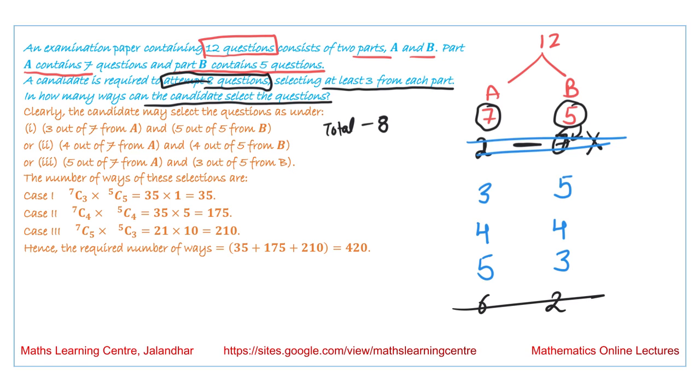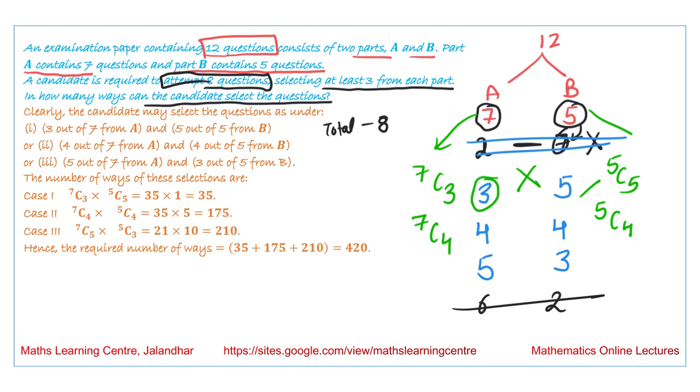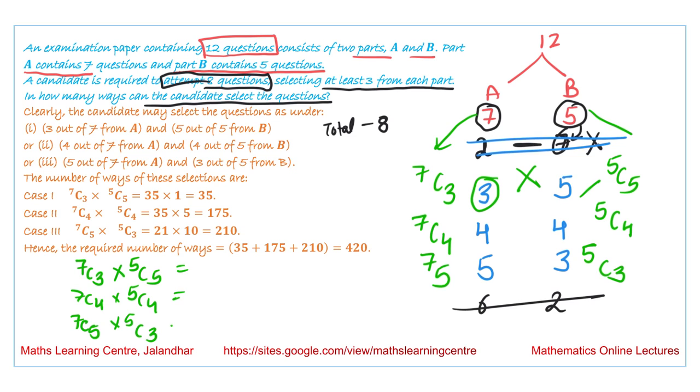So these are the possible cases that we have. If he is selecting 3 questions out of these 7 questions, then out of these 5 questions he is selecting 5 questions, and we are talking about the product of these values. Then out of 7 questions he is selecting 4, out of 5 he is selecting 4, out of 7 he is selecting 5, out of 5 he is selecting 3 questions. So the final answers we have are 7C3 into 5C5, then 7C4 into 5C4, then 7C5 into 5C3.